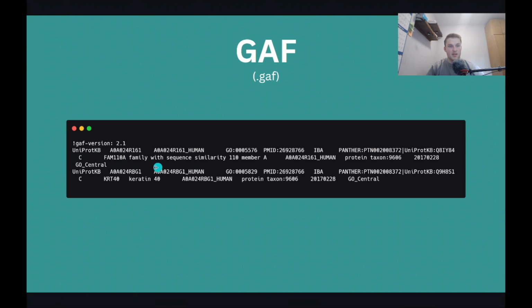We actually have two lines here, but they're wrapping due to the length. So we have information such as the database from which the ID originates, the unique identifier that database gives to the item. We have a symbol, the GO ID, we've got the reference, evidence code, and then we have the aspect. So this is the ontology which the GO term belongs to. So C is cellular component, and then you can have F for molecular function or P for biological process, and then additional supporting data.